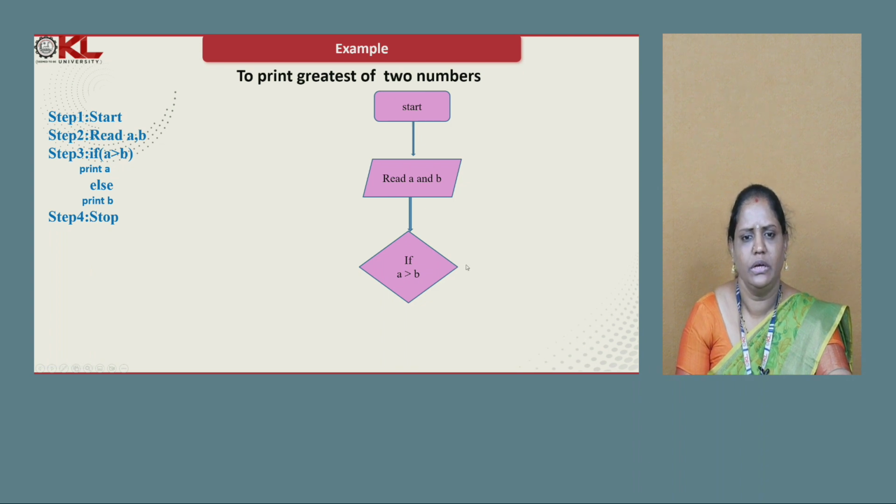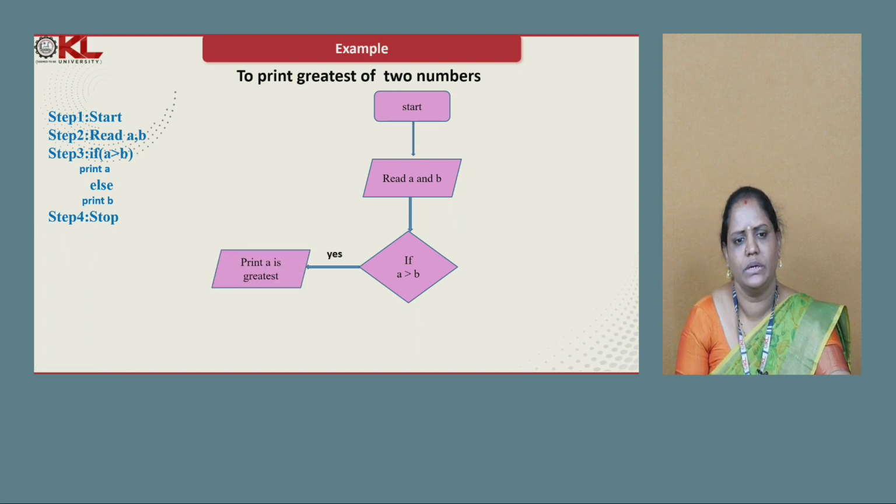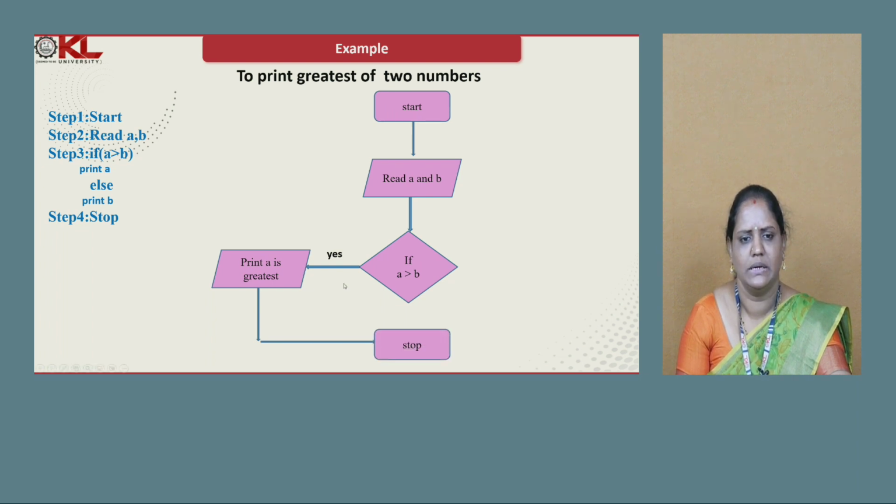or no. Now if the condition is true, then it moves towards the yes direction, printing A is bigger, and after that it stops the flow by going to the stop. So these statements will be executed when the condition is true. Sometimes there is a possibility of the condition being no, meaning the condition may be false. At that time the controller will move to the no direction, and it prints B is greatest, and it is going to stop.